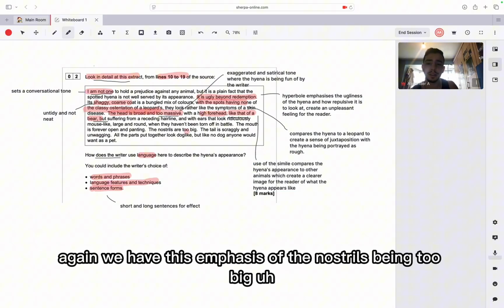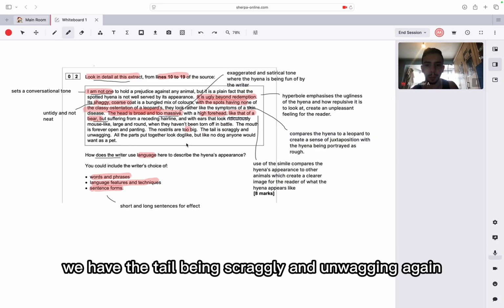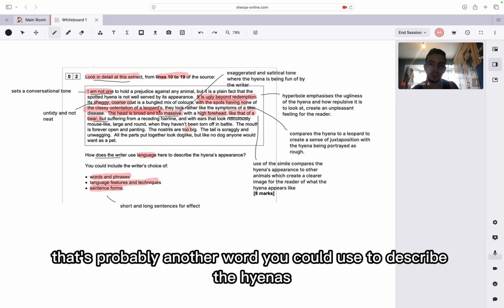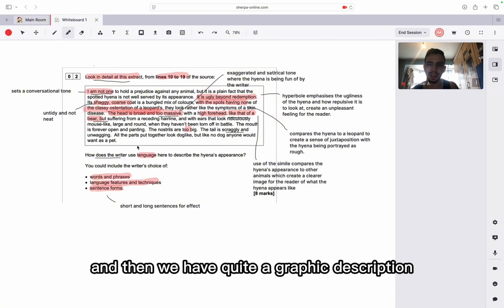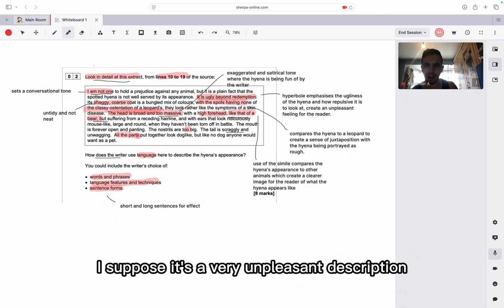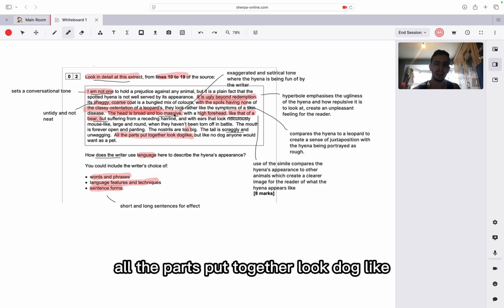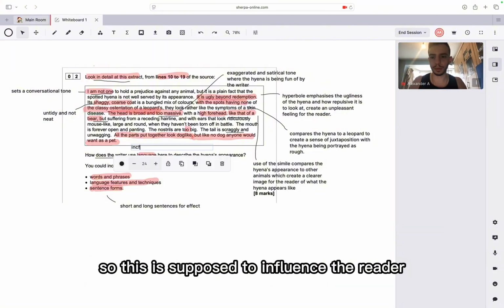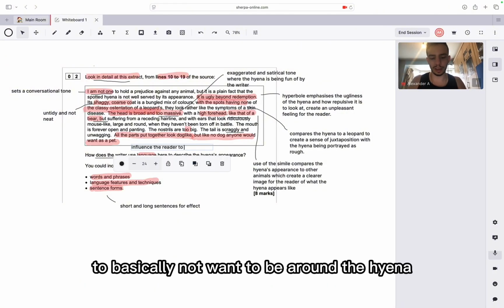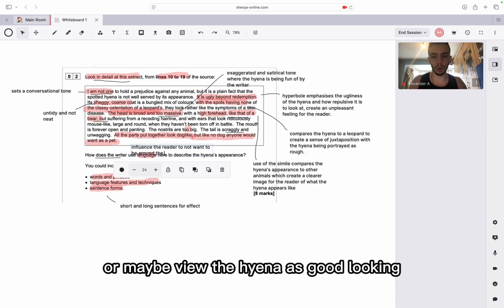Again, we have this emphasis of the nostrils being too big. We have the tail being scraggly and unwagging. Again, that's probably another word you could use to describe the hyena. And then we have quite a graphic description, I suppose. It's a very unpleasant description: all the parts put together look dog-like, but like no dog anyone would want as a pet. So this is supposed to influence the reader to basically not want to be around the hyena, or maybe not view the hyena as good looking.